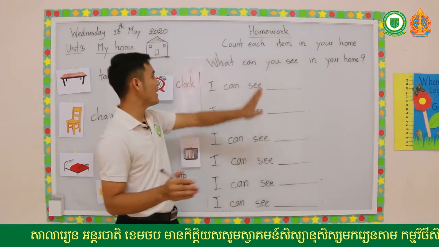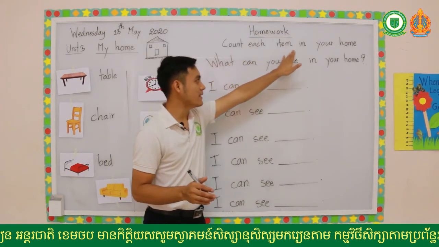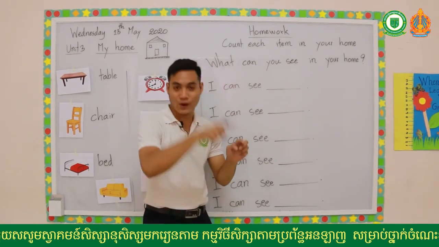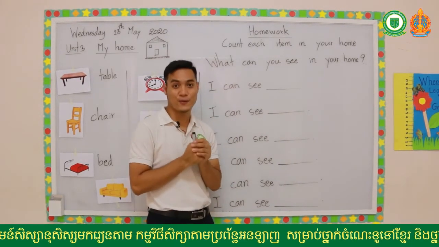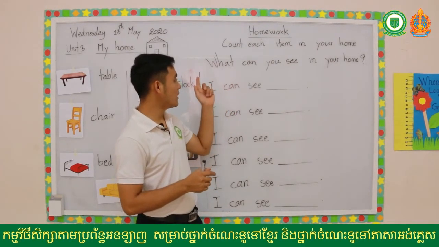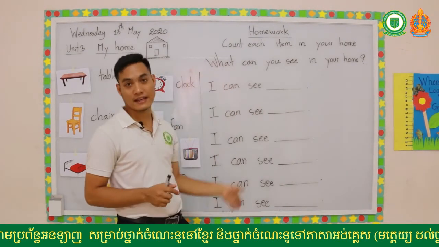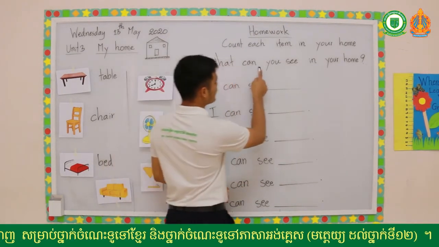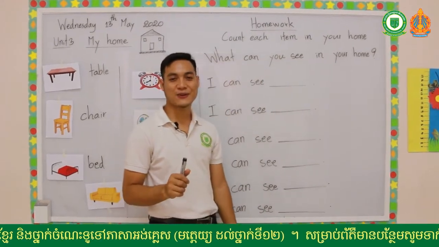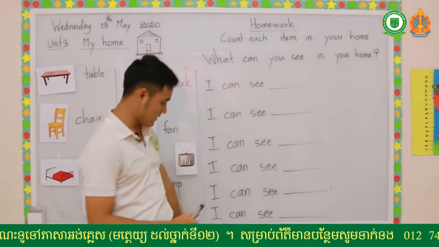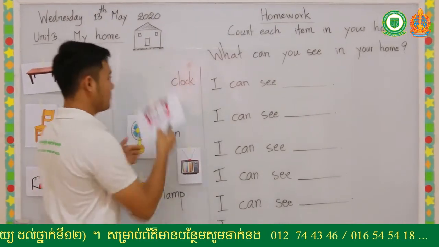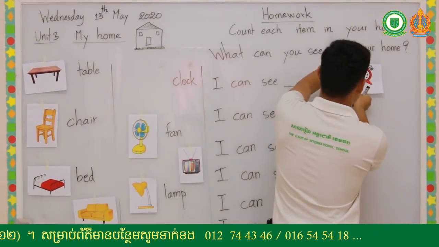Your homework is about counting each item in your home. So in your home, okay, take a look in your home. What can you see in your home? Okay, and after you take a look in your home, go to the question and answer the question here. So the question, what can you see in your home? Okay, what can you see in your home? The answer is the same here. I can see, I can see what? I will put the clock here. I can see clock.